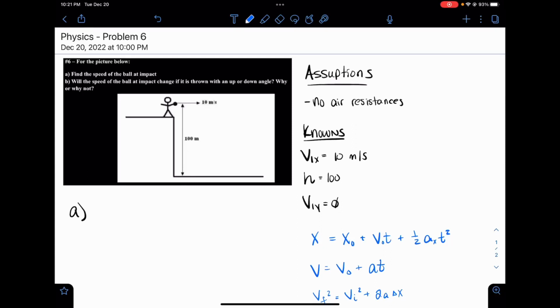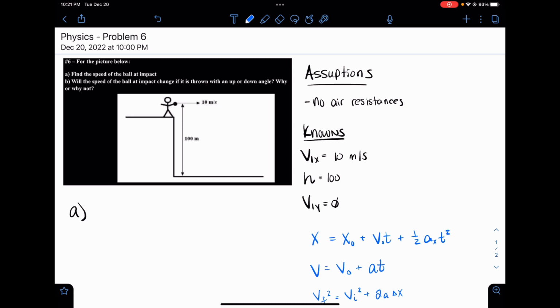Problem 6 gives us our first kinematics equations problem. It asks us to find the speed of a ball thrown off of a cliff 100 meters high with a speed in the x direction of 10 meters per second.